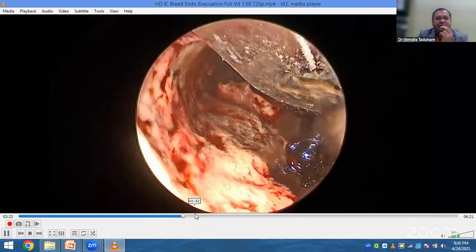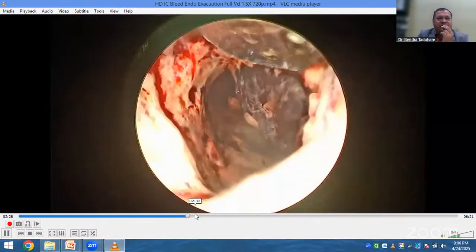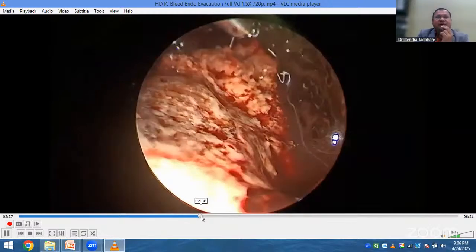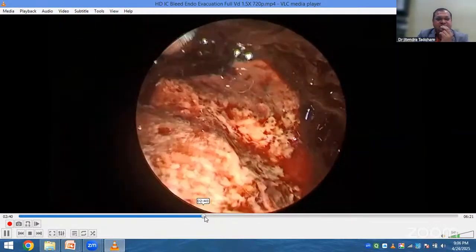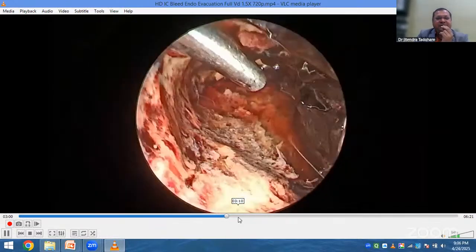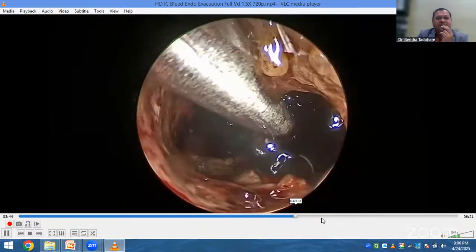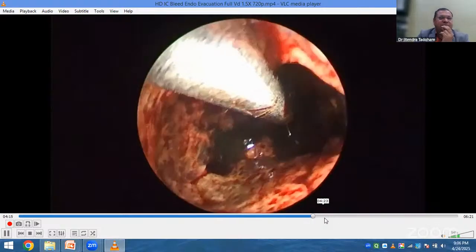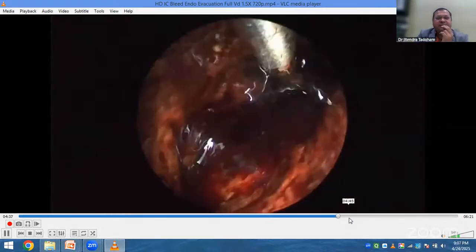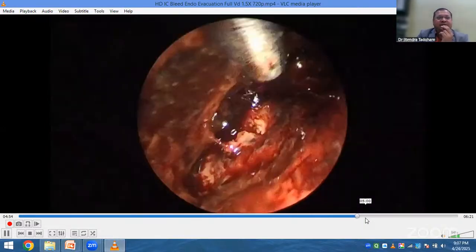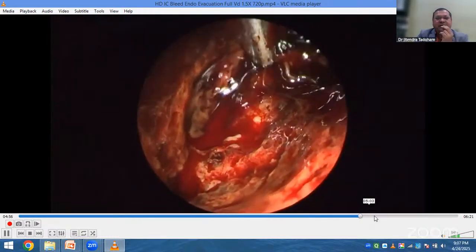We can see we have evacuated one corner of the cavity. So we are approaching another corner of the cavity, and we give intermittent irrigation inside. Then this is the last corner towards the occipital area. We have to take care that we do not suck the parenchyma.